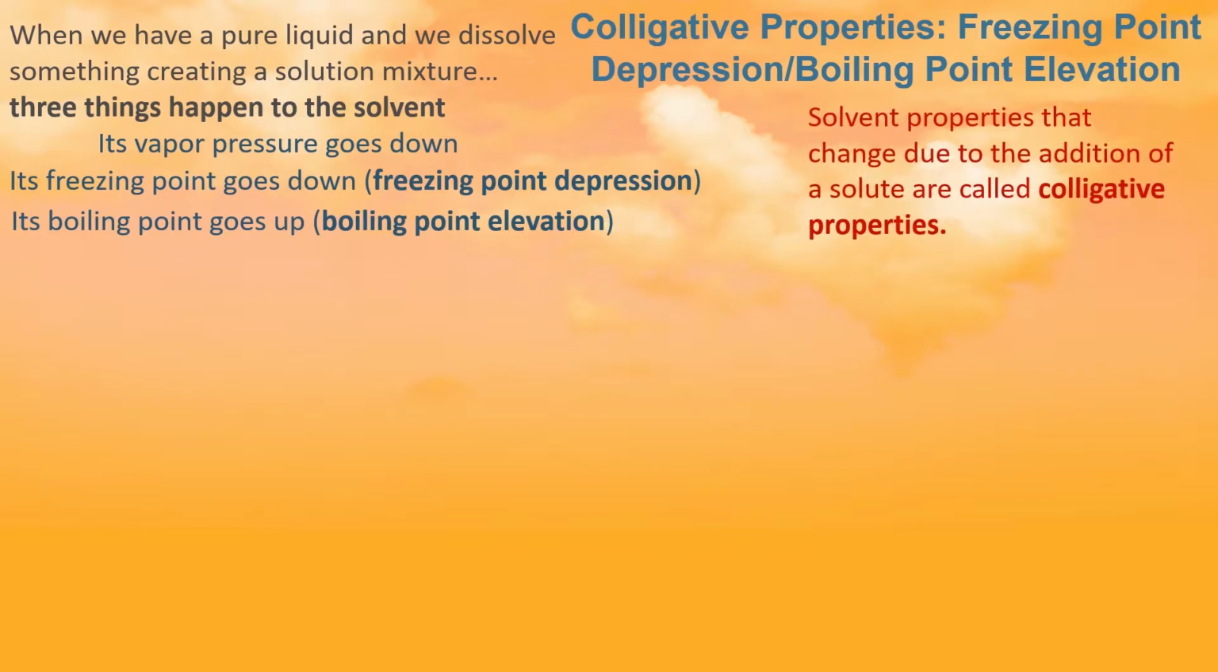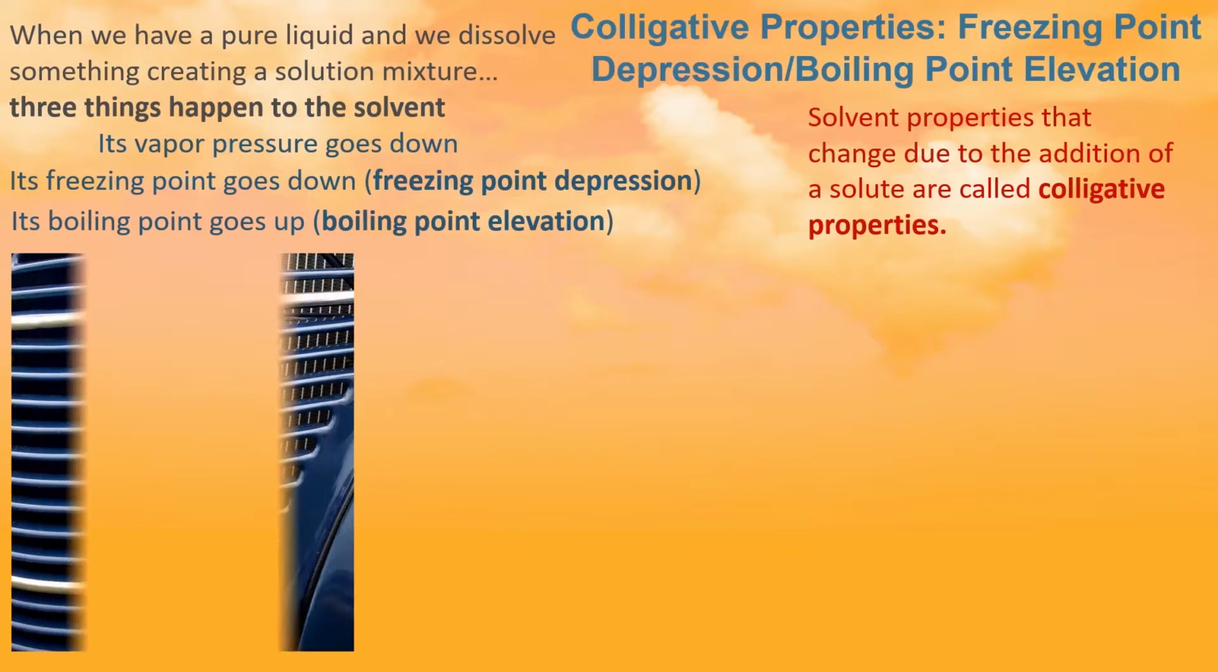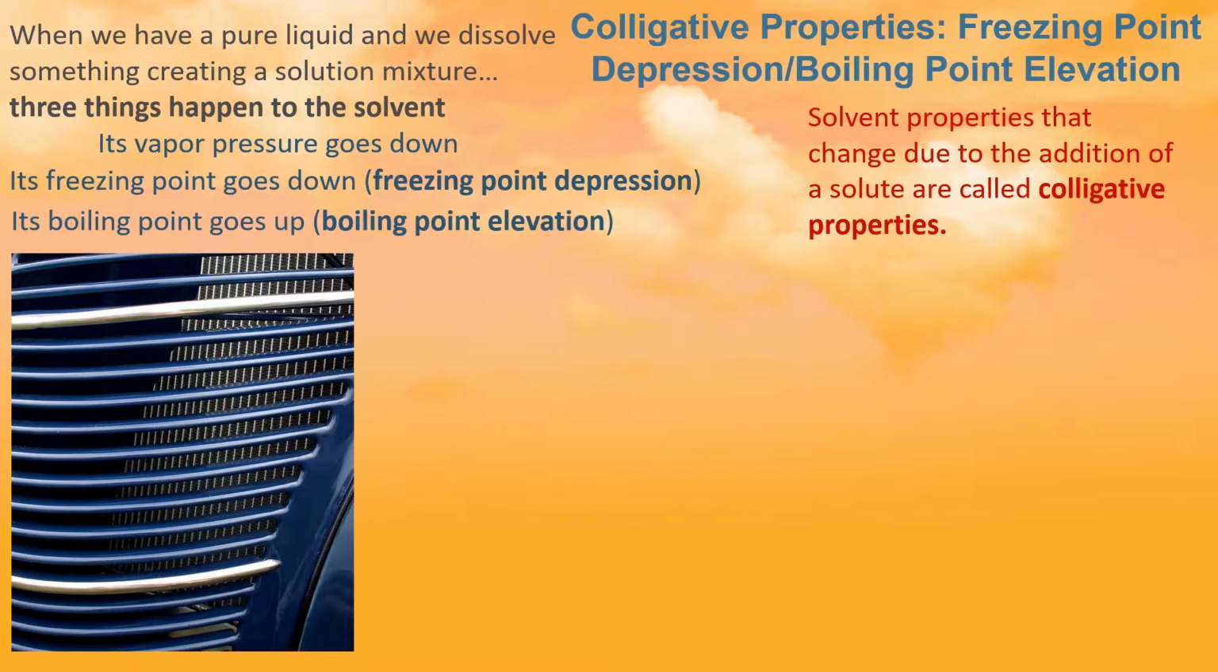These changing solvent properties due to the addition of a solute are called colligative properties, and we use these colligative properties to our advantage all the time. For example, we typically put a solvent like water in radiators to cool the engine in our cars. Antifreeze is mixed in, and the water's freezing point goes down so that cold winter temperatures can't freeze the liquid in the motor, preventing the water from expanding and cracking the engine block.